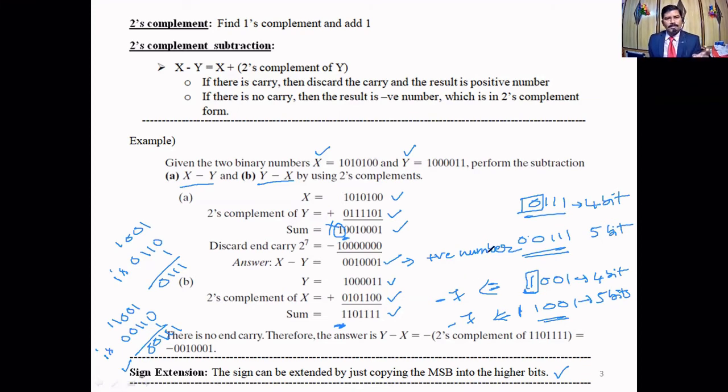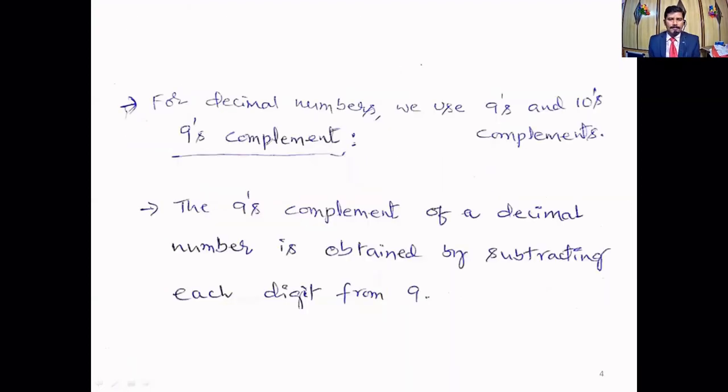Till now we have seen 1's complement subtraction and 2's complement subtraction. Now consider decimal numbers; there also, subtractions are not required. Using 9's and 10's complement, we can avoid subtractions by performing only additions. Let us see how we can find the 9's complement and 10's complement. For decimal numbers we use 9's complement and 10's complement.